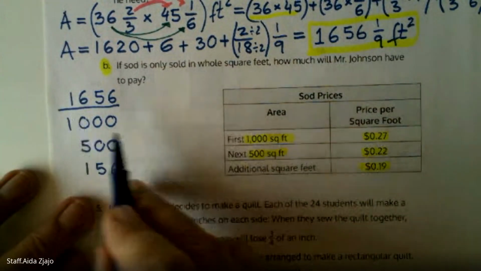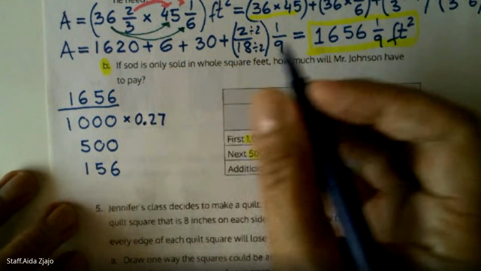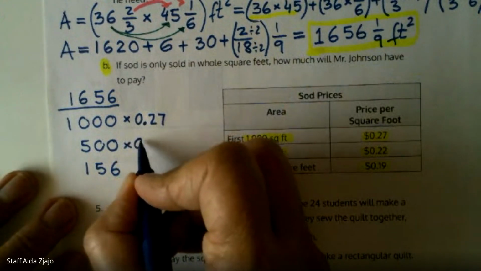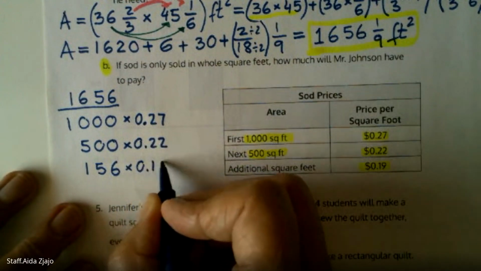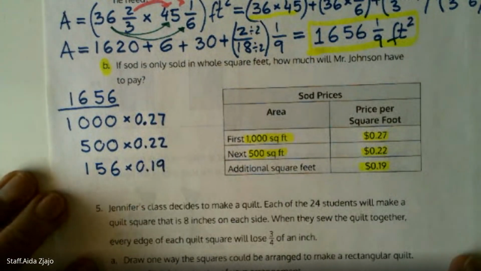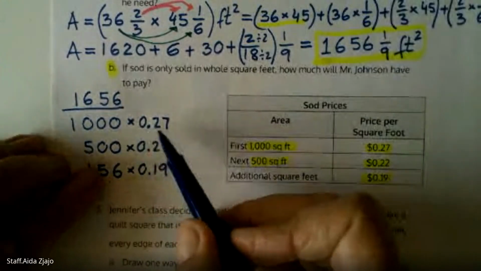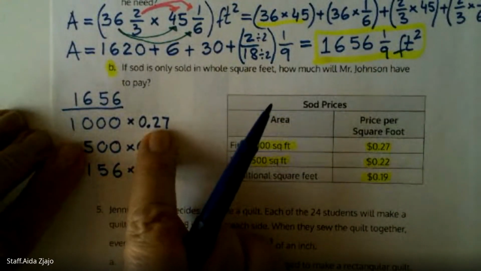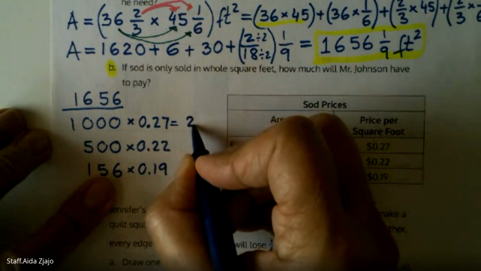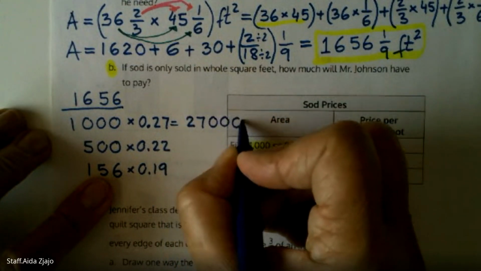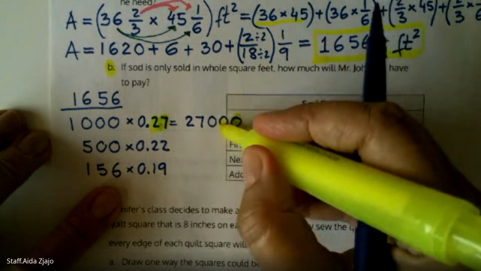So these three will be different prices for each. So 1,000 will cost him times 0.27. This one will be 0.22, and then this one will be 0.19. So when we think about 27 pennies, hundreds times thousand, your answer would be 27,000. But because they are hundredths, we needed to have hundreds.